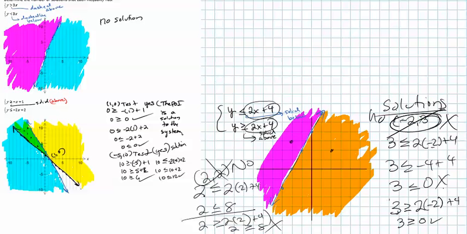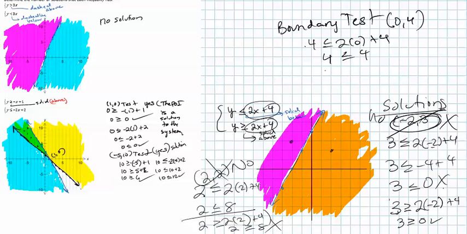No, it's not true. But what is true? Let's test a boundary point. Okay, so boundary test. When I test the boundary, I'm going to try the y-intercept. That's easy enough. So let's test 0, 4. When I plug that into both equations, if I plug it into the first one, I'm going to get 4 is less than or equal to 2 times 0 plus 4. So that's 4 is less than or equal to 4. Then I'm going to test it in the second one: 4 is greater than or equal to 2 times 0 plus 4.